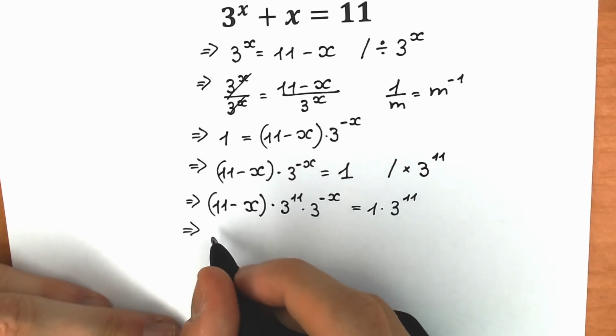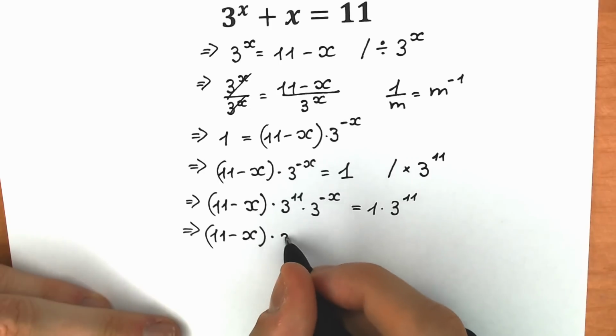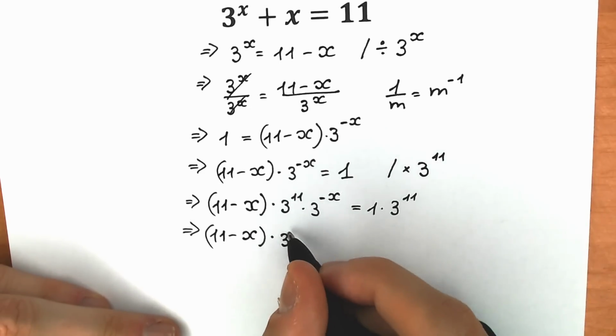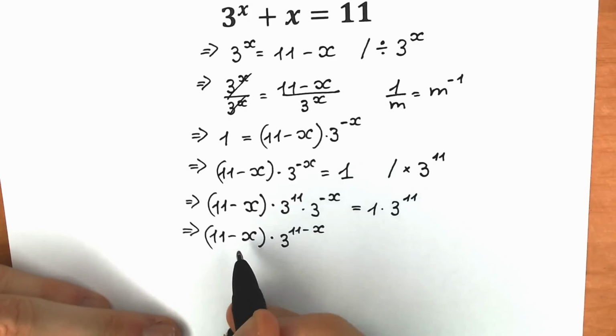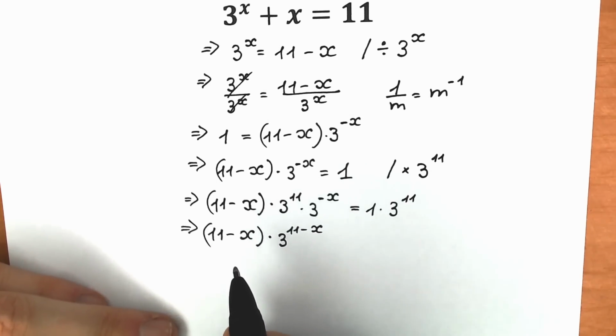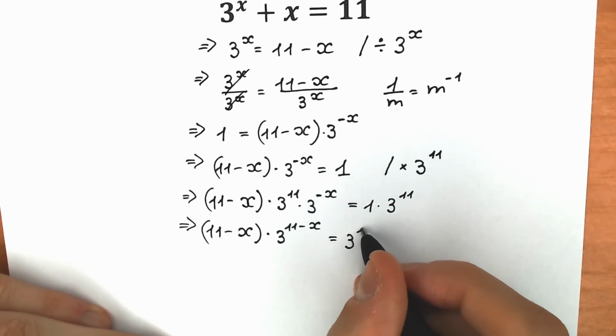So as a result, what do we have? 11 minus x in the beginning. The next thing we have is times 3 to the power 11 minus x. As you can see right now, we have the same expression right here and the same expression right here. So it's a great moment right now, and equal to 3 to the power 11.